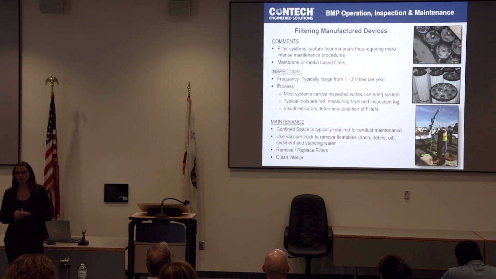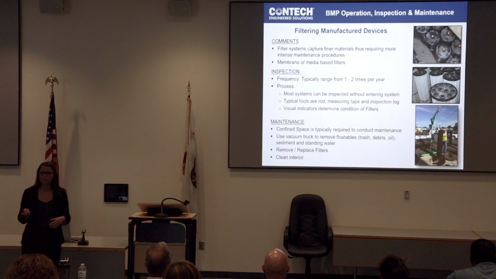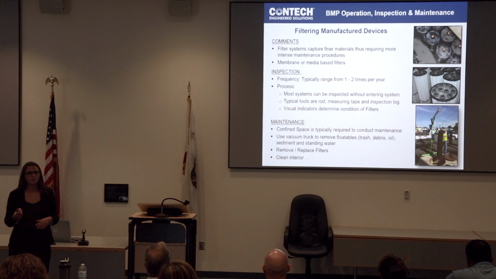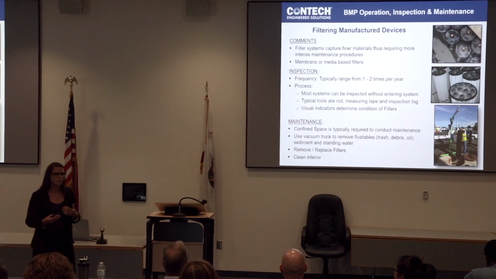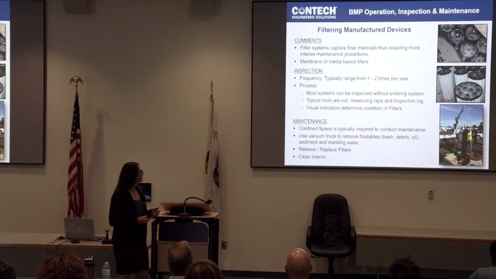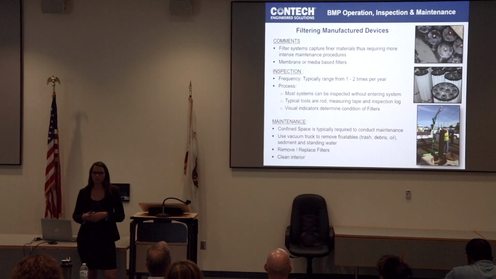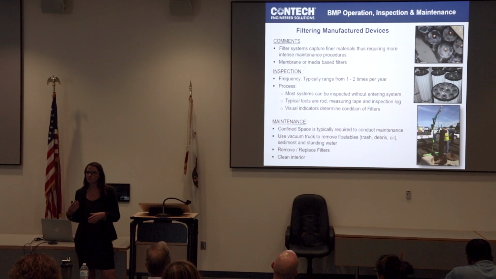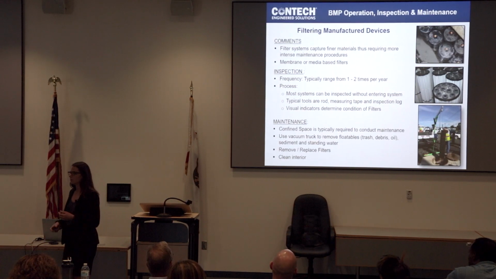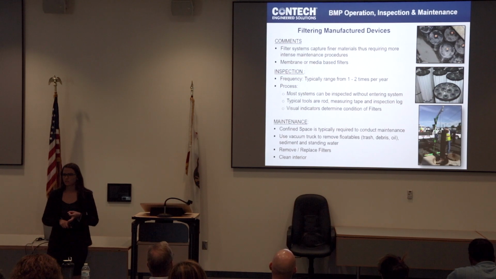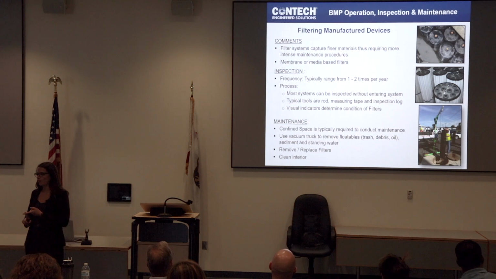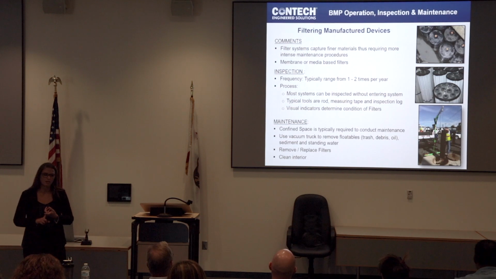For filter devices, in specific the membrane or media filters, it can be a little bit more intensive because you're capturing a finer particle size. In addition to this, when you have cartridges that are a higher flow, they might need to be maintained a little bit more as well. The frequency that we recommend is generally 1 to 2 times a year. Most of these systems can be inspected without entering. Again, you're going to need that tape, rod, and log to inspect it. And some of the filters even have visual indicators of when they need to be maintained.